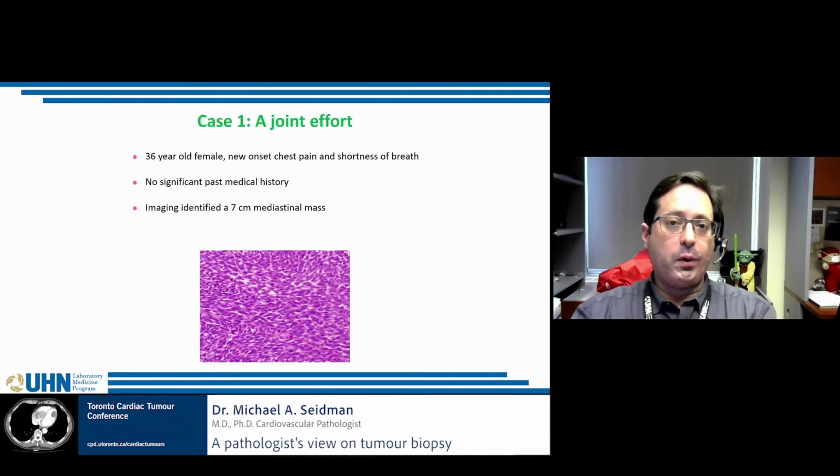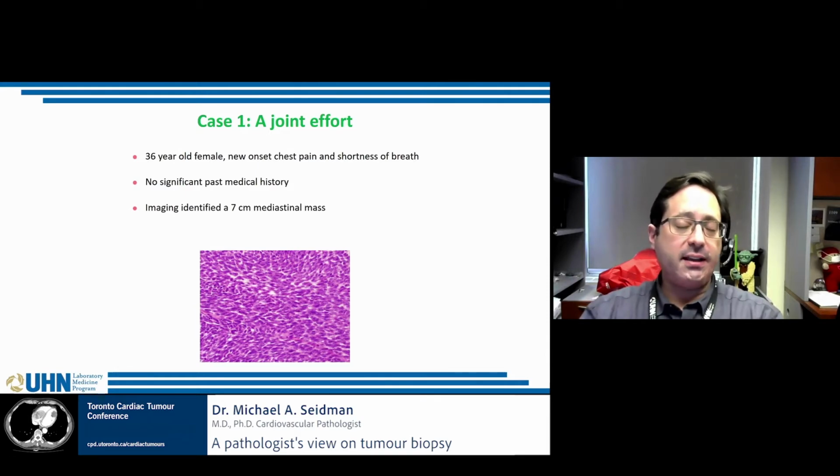So I'm going to open with a case. I have 3 vignettes scattered throughout the talk. Case 1 I've named a joint effort. This is a 36-year-old female with new onset chest pain and shortness of breath, no significant past medical history. And in workup of her shortness of breath, imaging identified a 7 centimeter mediastinal mass. A biopsy was taken and the image is shown.